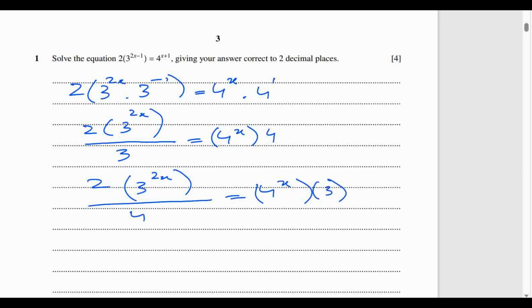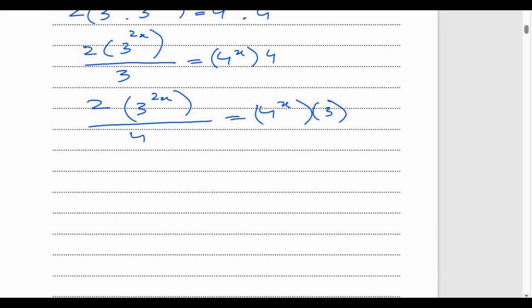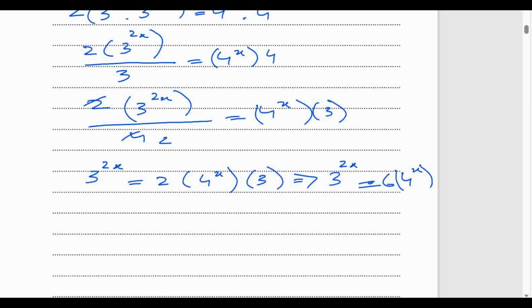Now the next step will be, we can cancel out these two. So 3 power 2x is equal to 2 into 4 power x into 3. Now the next step will be, we can write it as 3 power 2x into 6 is equal to 6 into 4 power x. Now what we can do further is we can take log on both sides.